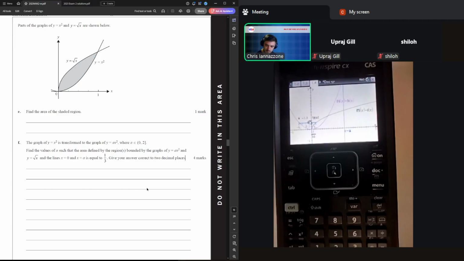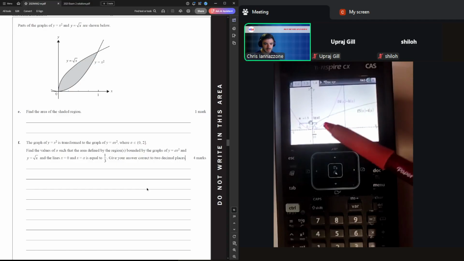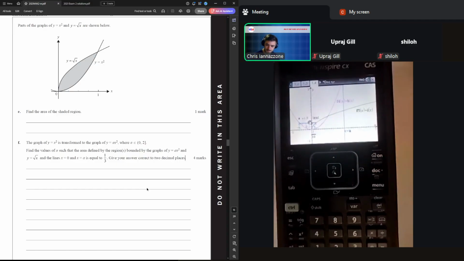Like so. Any a greater than 1 is going to achieve this. One area up here, one area down here.